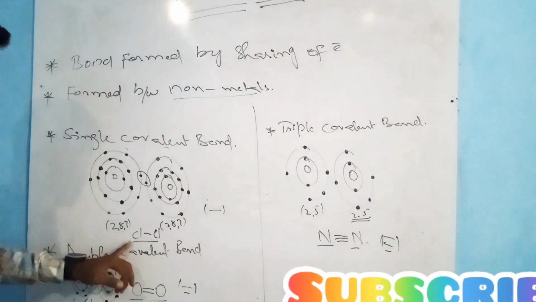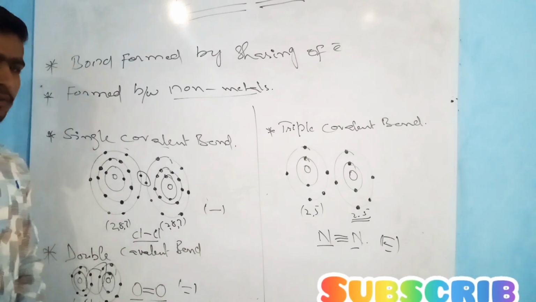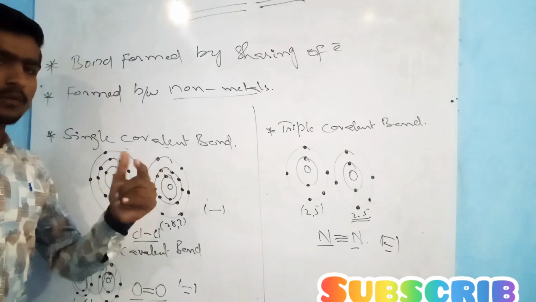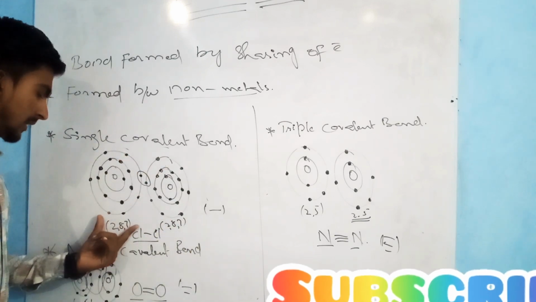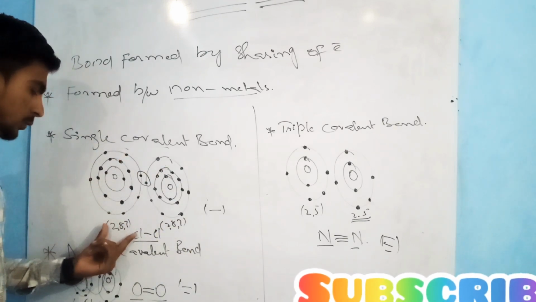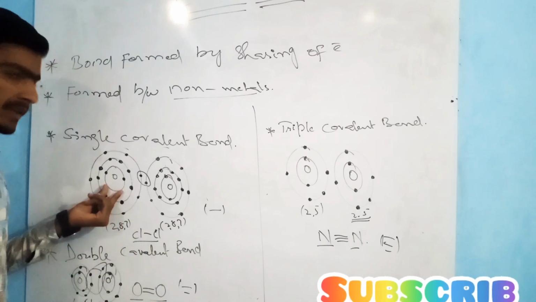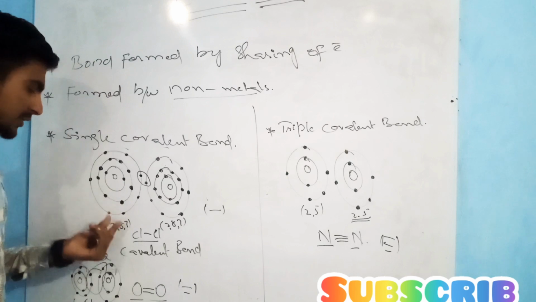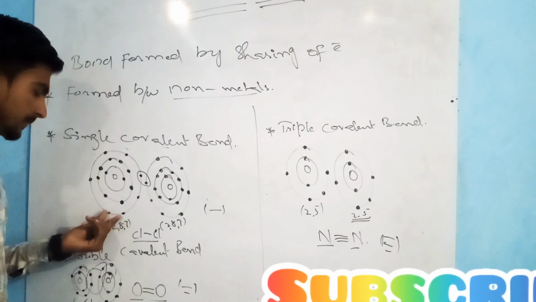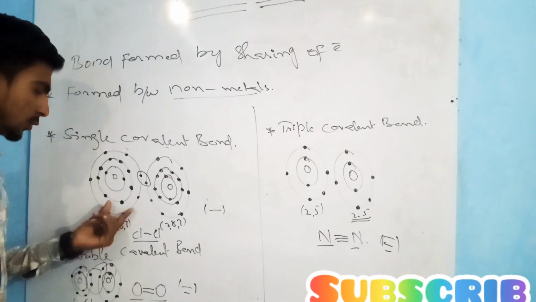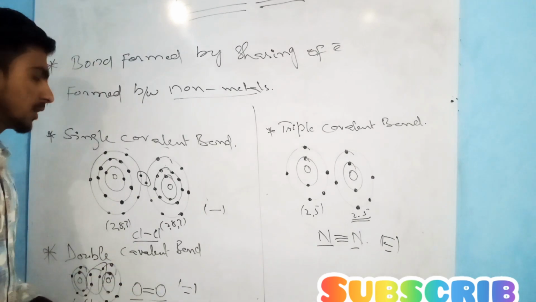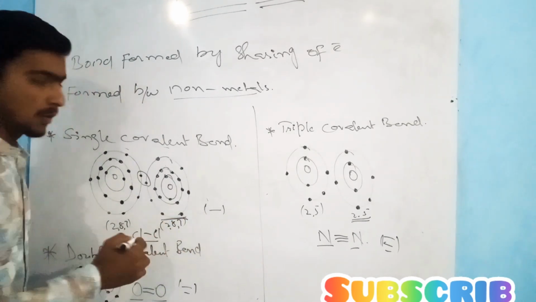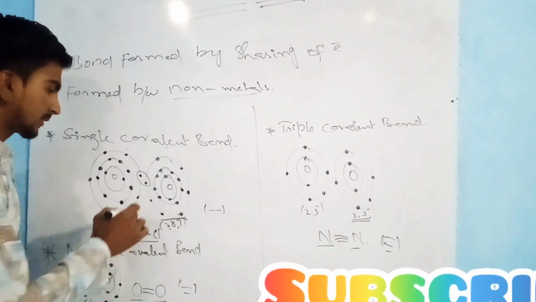In a single covalent bond, there is chlorine. What is the electron configuration of chlorine? Single means one, sharing of 1 electron. The electron configuration of chlorine is 2, 8, 7. Means 2 in the K shell, 8 in the L shell, and 7 in the M shell. It needs only 1 electron to complete its octet. Same here, this chlorine also needs 1 electron to complete its octet.